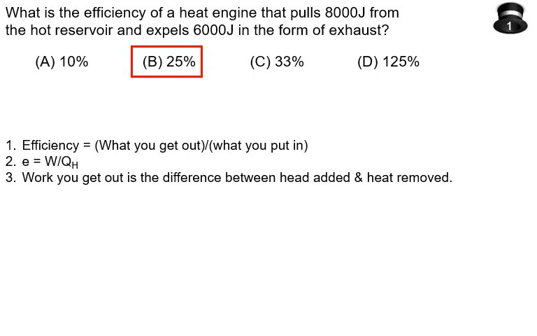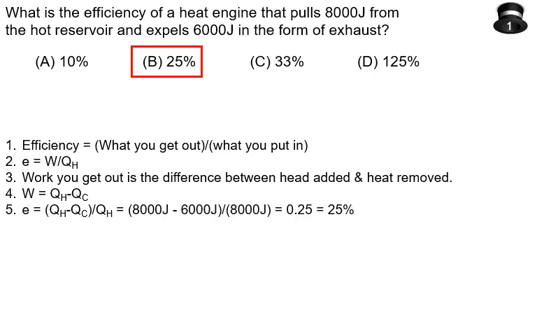You can work through it and say, okay, the work you get out is the difference between heat added and heat removed. So that's Q sub H minus Q sub C. And so we can take the difference between our 8,000 and our 6,000 joules, divide that by 8,000 joules. And when we do that, we get 0.25, so that means 25%.